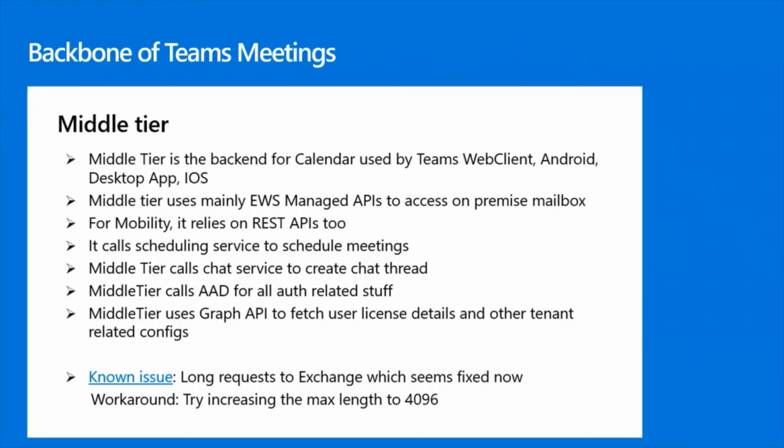Middle tier uses AWS managed APIs to access the mailbox and get you the calendar in Teams. For mobile client, it relies on REST APIs to fetch your calendar. If you are chatting in a meeting, middle tier contacts the chat service to create chat threads. It calls AAD for auth related stuff. In general, middle tier is the backbone of Teams. It actually connects with every service to get all the applications in one go. So we'll be moving on to next slide to show you the flow diagram.